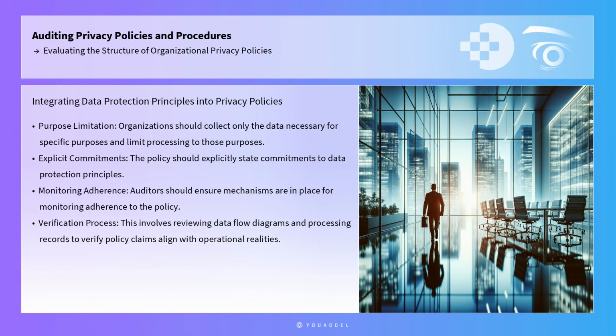The integration of data protection principles, such as purpose limitation and data minimization, into the privacy policy structure is another critical consideration. These principles require organizations to collect only the data necessary for specific purposes and to limit data processing to those purposes. Auditors should ensure that the policy explicitly states these commitments and provides mechanisms for monitoring adherence. This involves reviewing data flow diagrams and processing records to verify that the policy's claims align with operational realities.